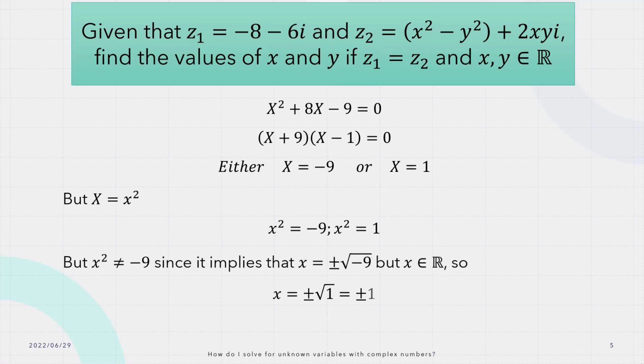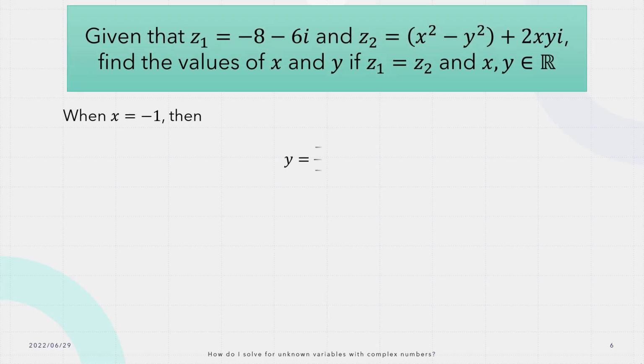But x squared equal to negative 9 is invalid since it implies that x is equivalent to plus or minus the square root of negative 9, and x belongs to the set of real numbers. So the only possible answer is x equals plus or minus the square root of 1, which is equivalent to plus or minus 1.